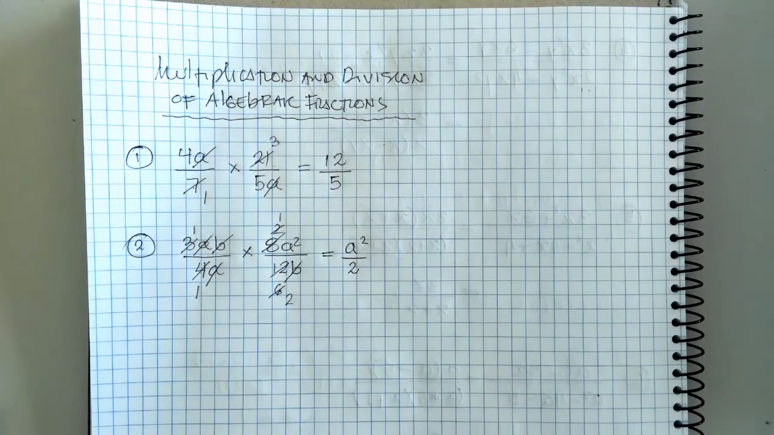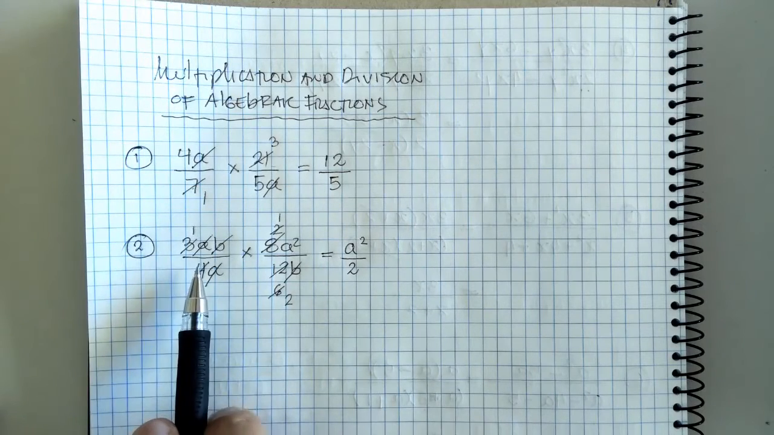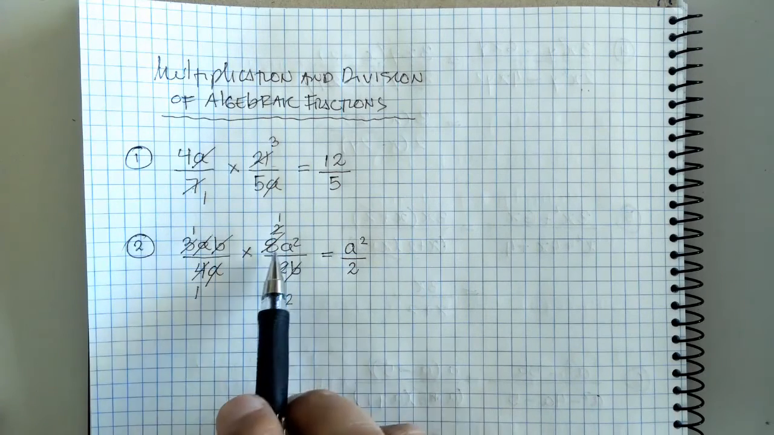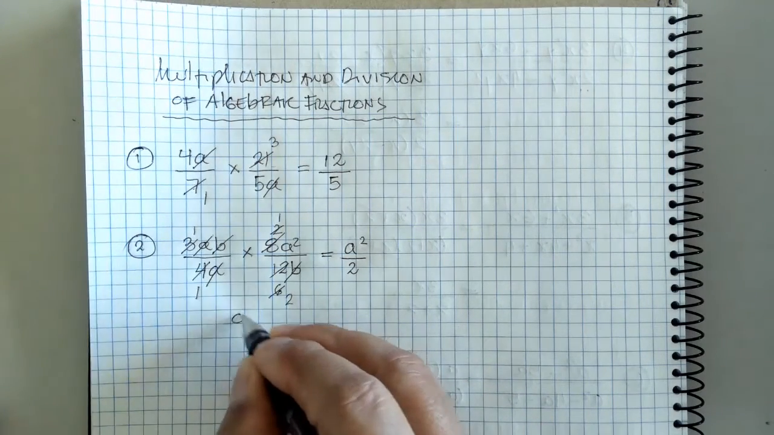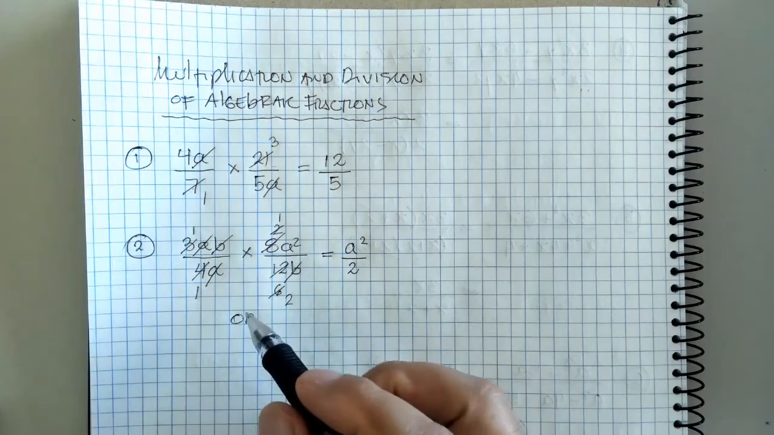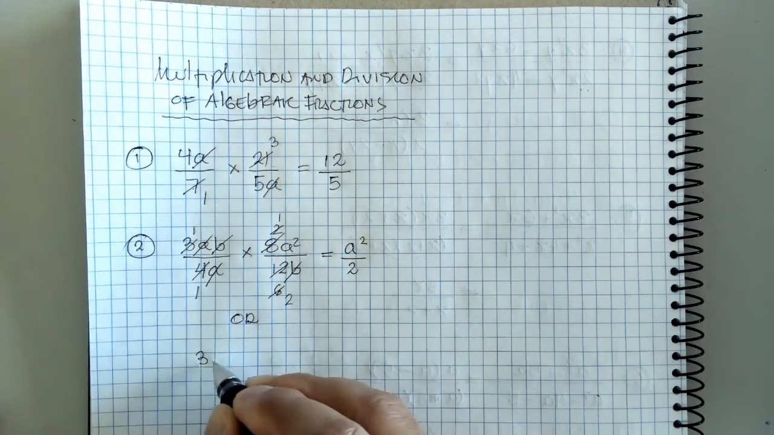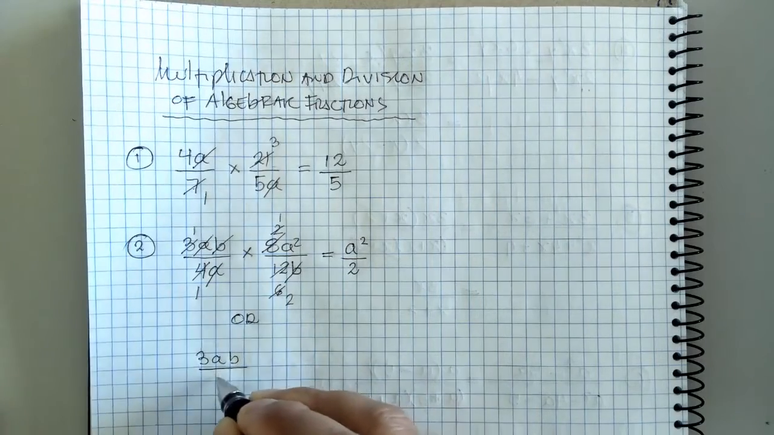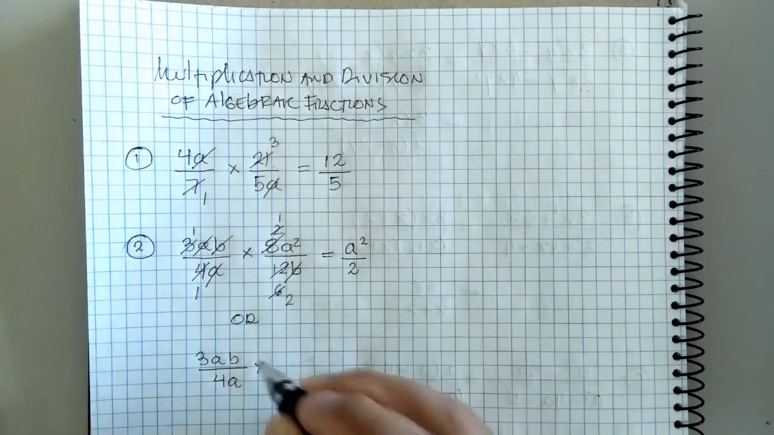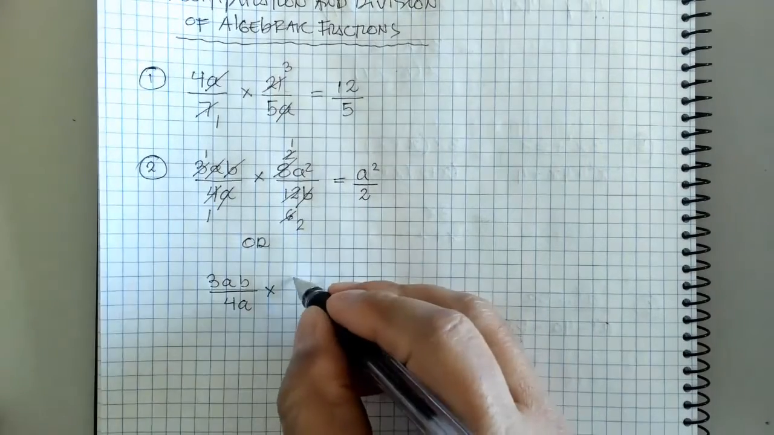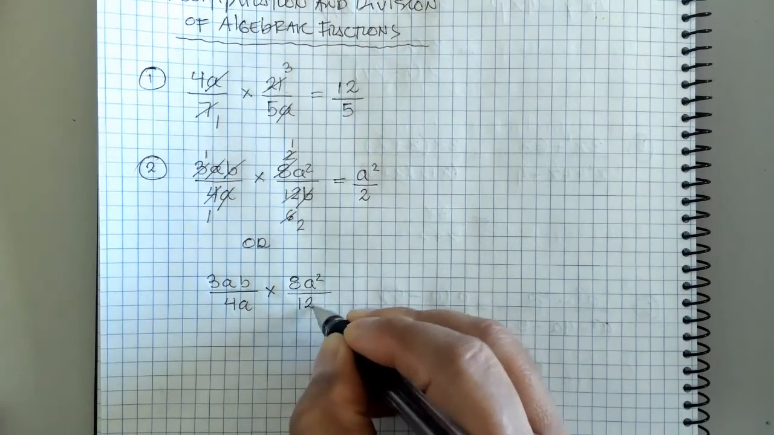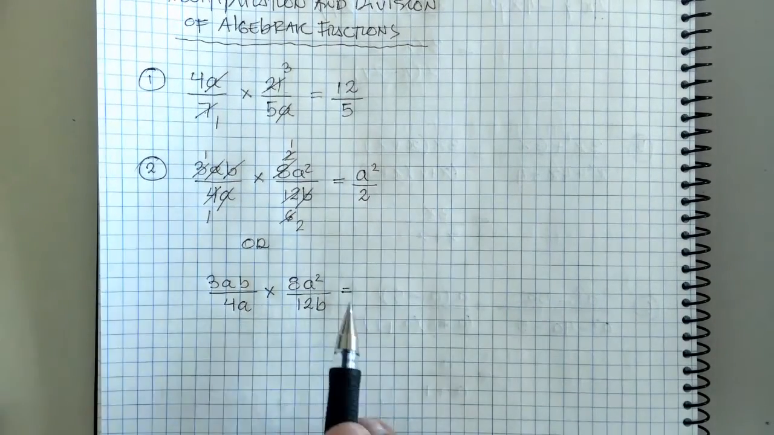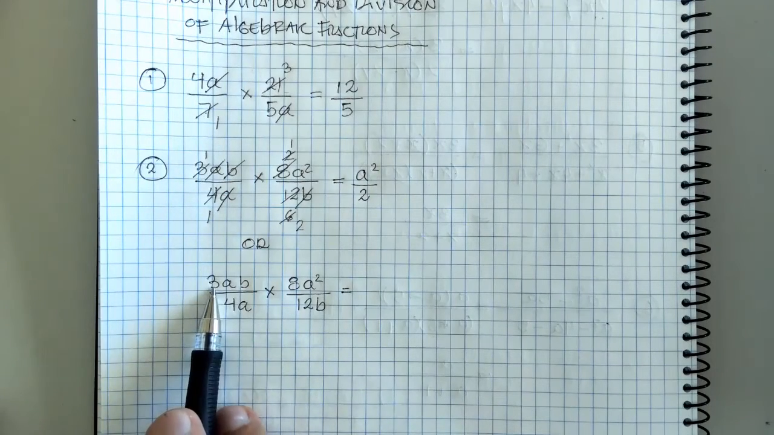All right. Now, this gets very, very heavy with too many diagonal little lines. So the other way you can do this question, if you don't want to see that mess, is to rewrite the question. We're going to say 3ab divided by 4a, multiplied by 8a squared over 12b. If you don't want to see that messy, you can multiply across.